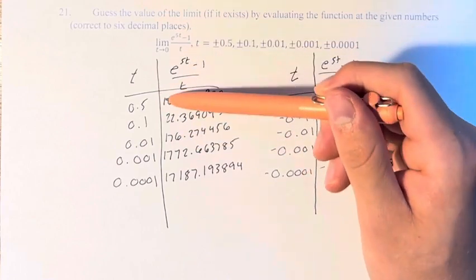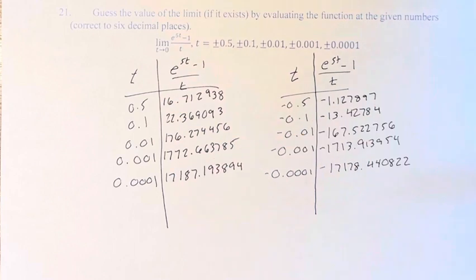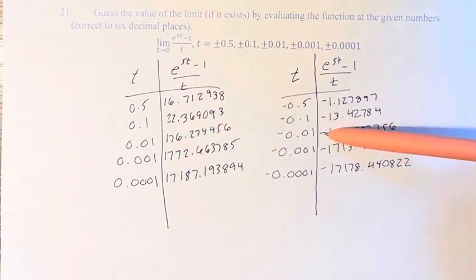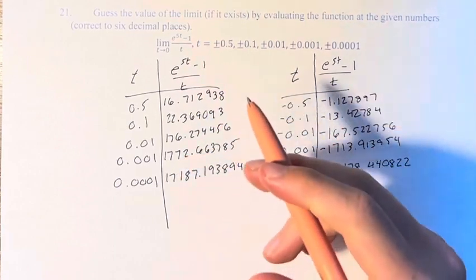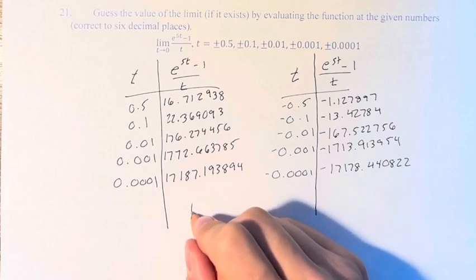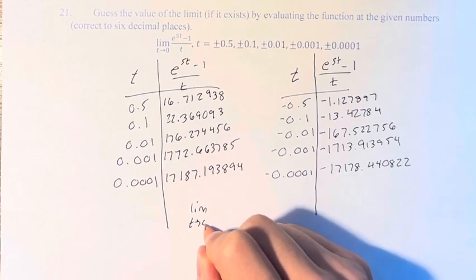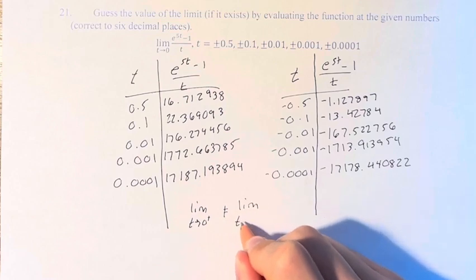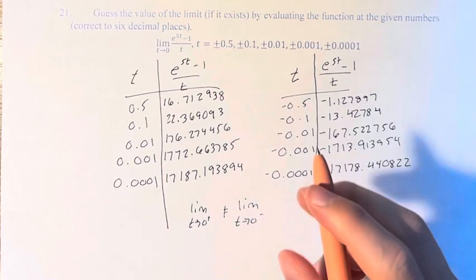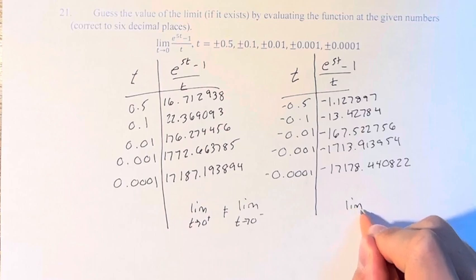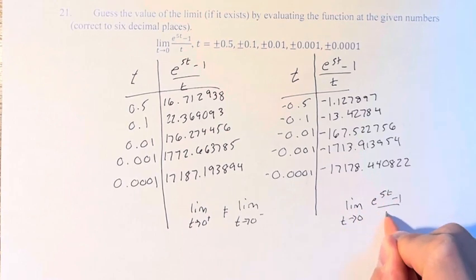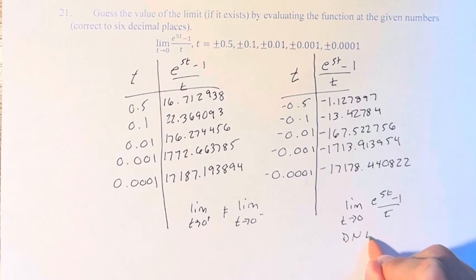the fraction is going off to infinity in one direction and negative infinity in the other. You can see that these are getting exponentially bigger. And since the limit as t goes to 0 from the right does not equal the limit as t goes to 0 from the left, the limit as t goes to 0 of e to the 5t minus 1 over t does not exist.